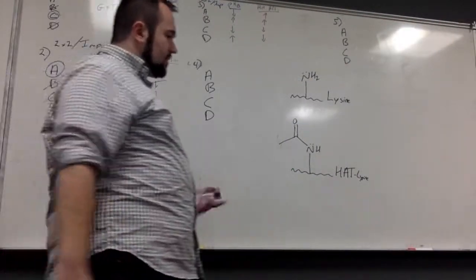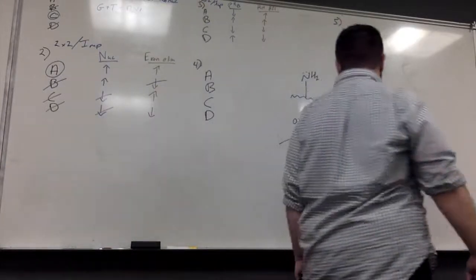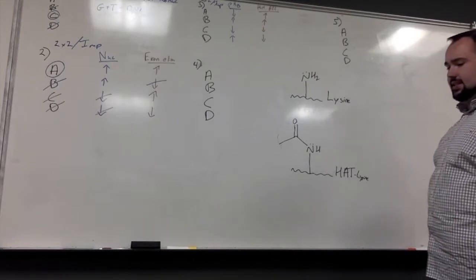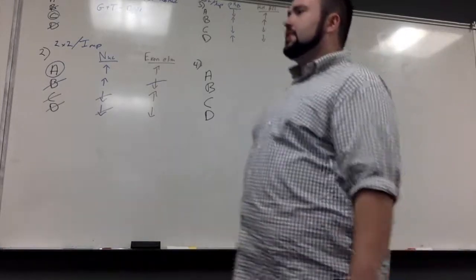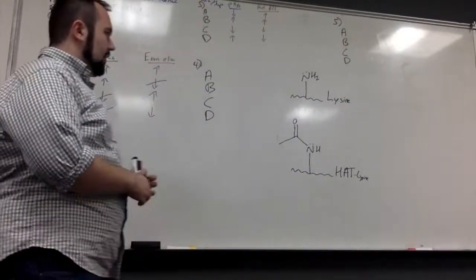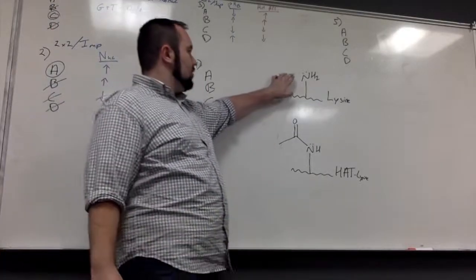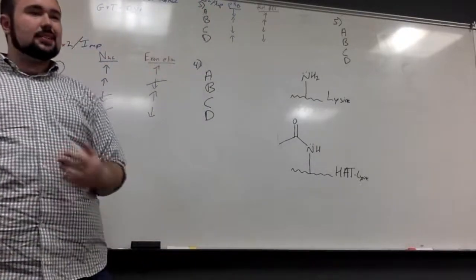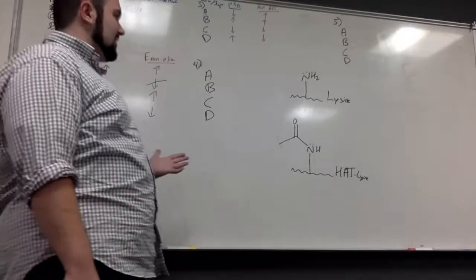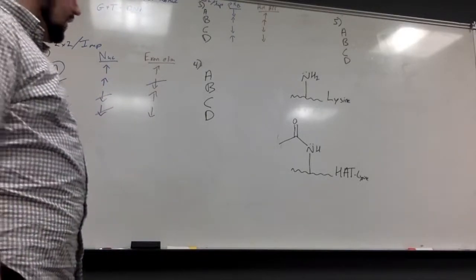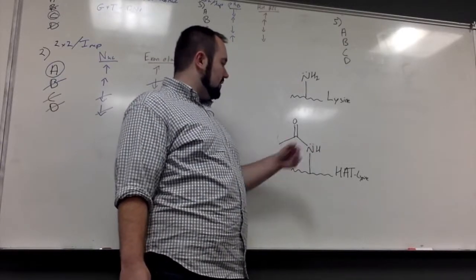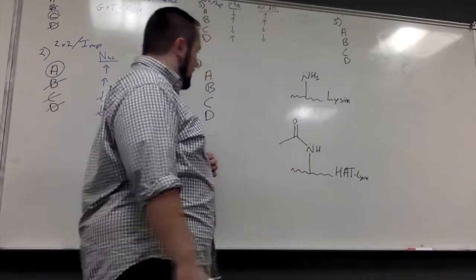Okay, and so the first thing that we could take a look at is the pKb, and I've drawn down here the difference between lysine and our HAT lysine. If we take a look first at the lysine, we notice that this nitrogen has a lone pair, right? And so the only way that this lysine can act as a base is through that lone pair basically attacking a proton. And the same thing exists on HAT lysine. With HAT lysine, we do still have this lone pair available to us.